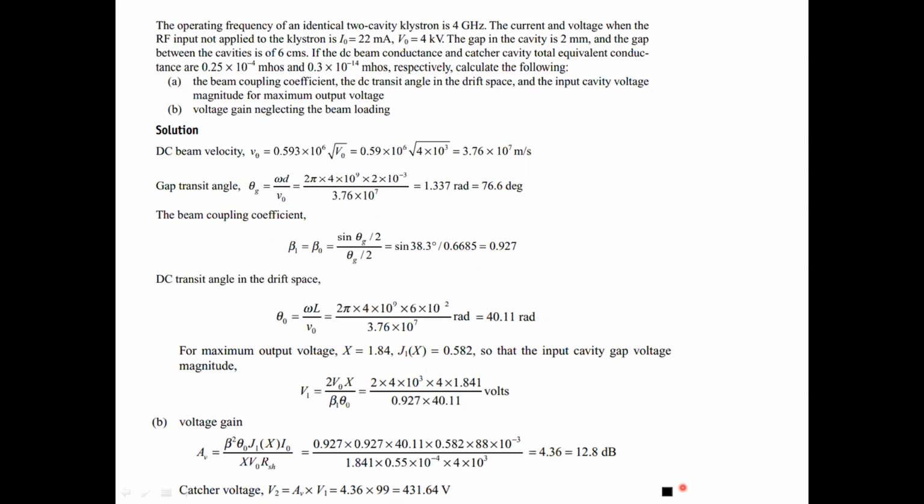Next, how to calculate the catcher cavity voltage V2. V1 is the input cavity voltage. Output or catcher cavity voltage is gain multiplied by input. So 4.36 multiplied by V1, so that equals 98, so the answer is 431.64 volt. So that is the output or catcher voltage.